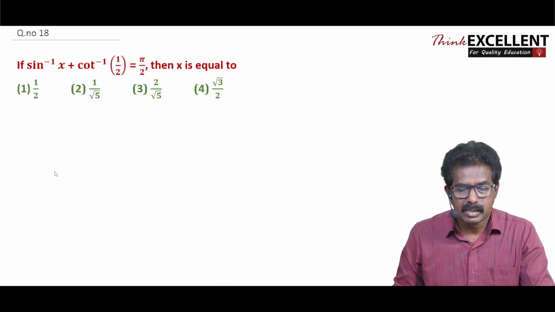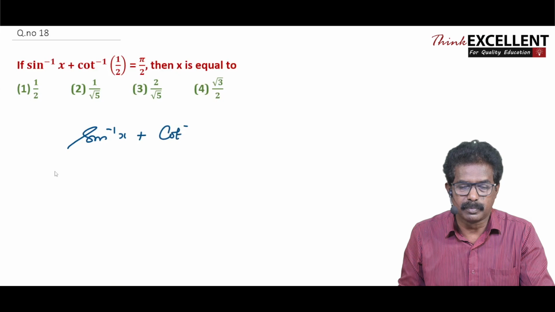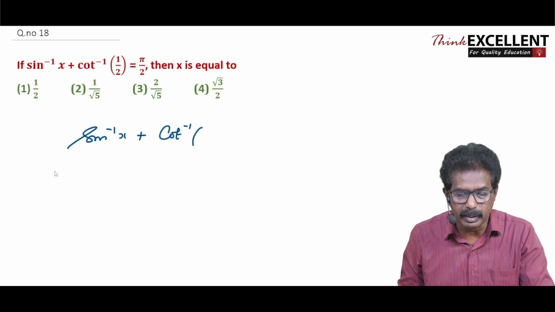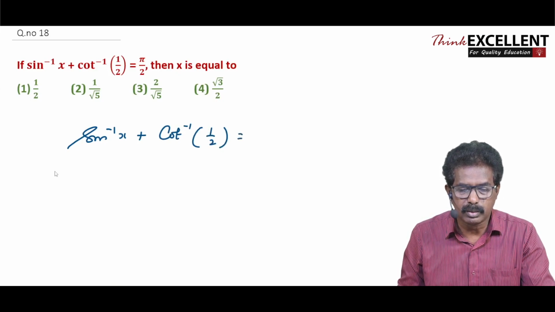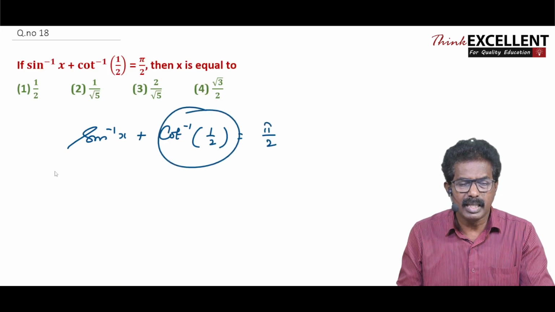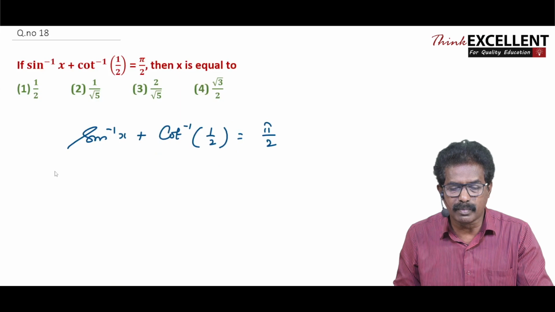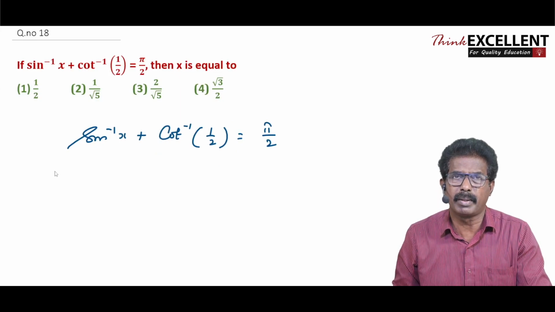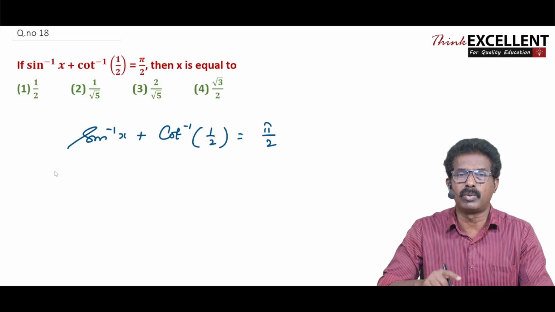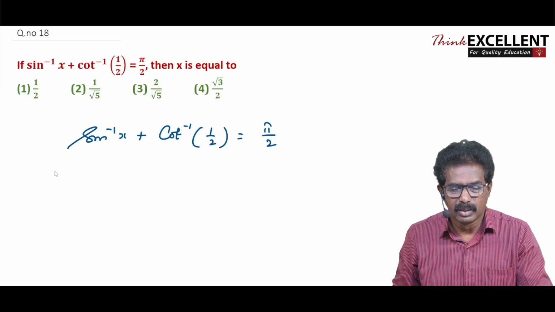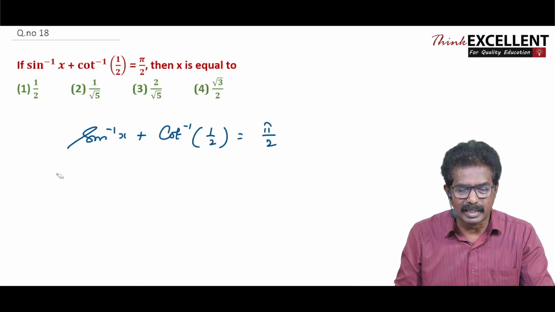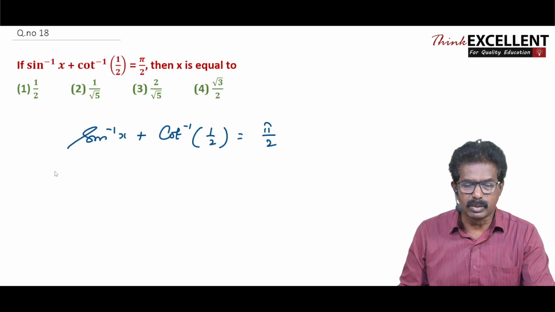Sin inverse x plus cot inverse 1 by 2 equal to pi by 2. They asked to find the value of x. Here there is no x in the second term, but we don't know the value of cot inverse 1 by 2, right? There we would have 1 by root 3, but here it is not, so we can't give the value directly. So see how to do this question.